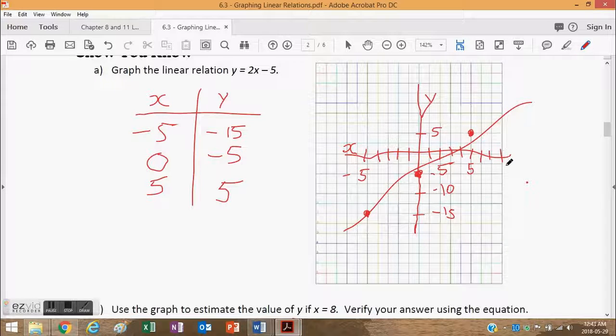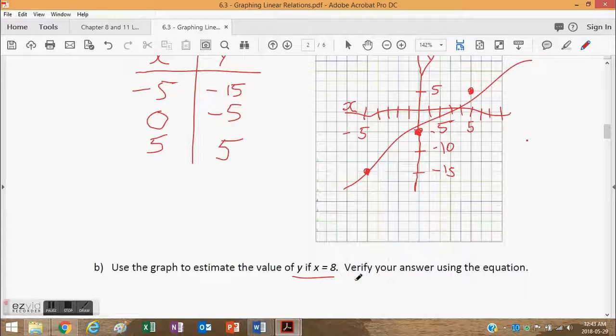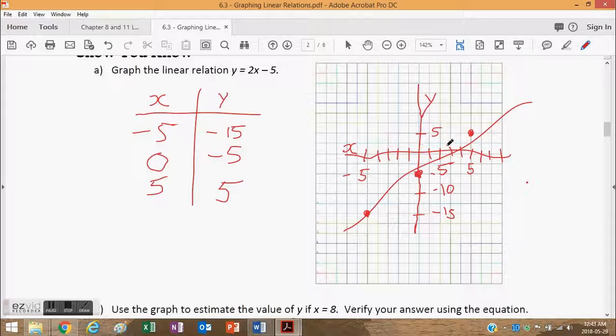I'm making it sloppy on purpose. So we look and say, okay, if x is equal to 8, so we find x is 8. We go up to find the line. There, we found the line. And now we're going to go over to find where we are on the y-axis.